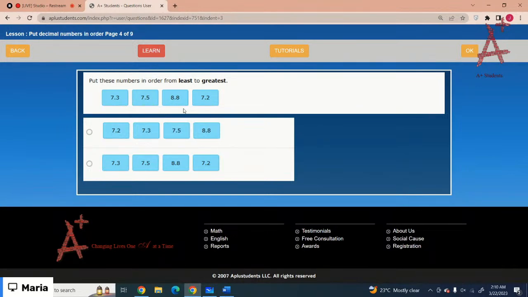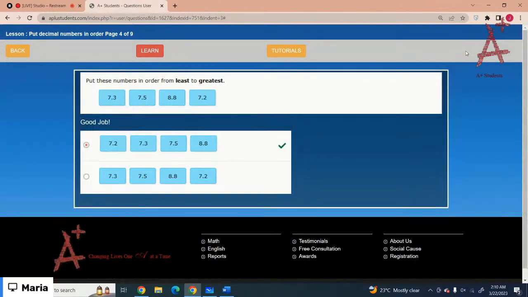Then 3, 5, and 2. So 7.2 is the least one. Then after 7.2, you have 7.3, and then you have 7.5. So option number 1 is the correct one. That would be 7.2, 7.3, 7.5, and 8.8. Got it? Yes, option number 1 is the correct one.